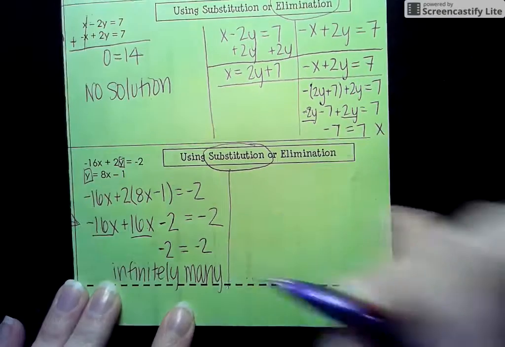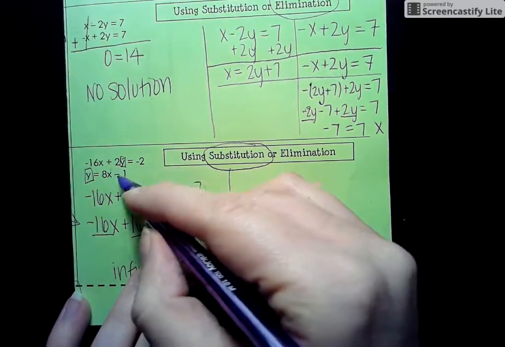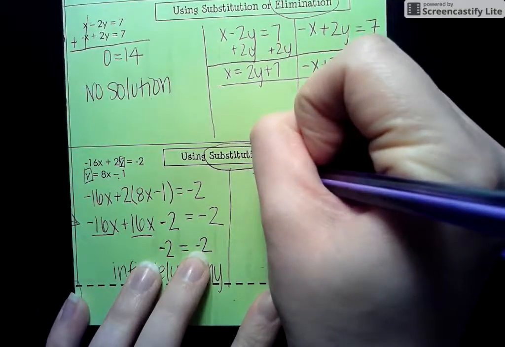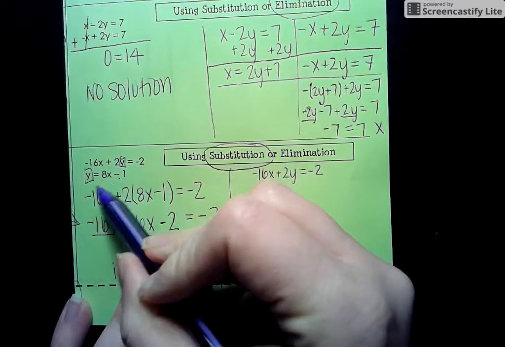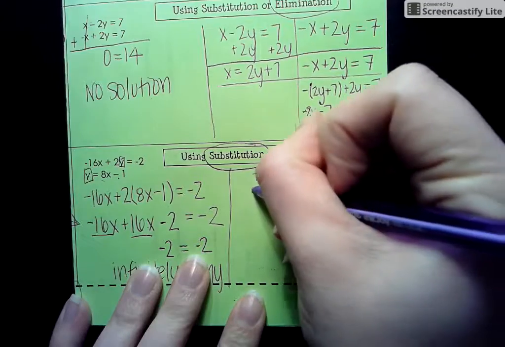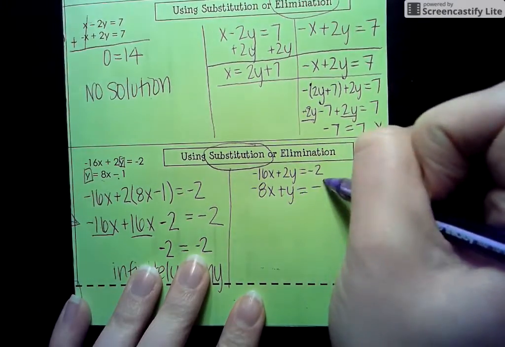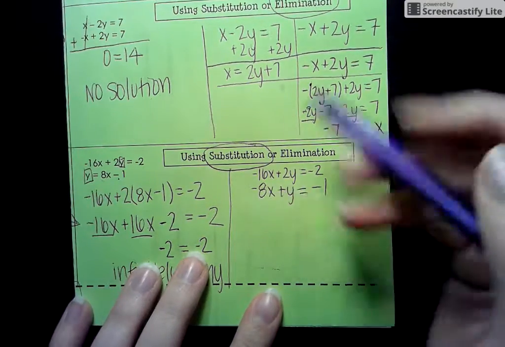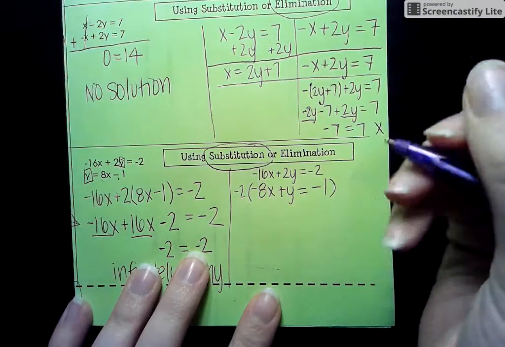Now, for those of you that are really into elimination and would rather solve it that way, what you could have done is make this into a standard form equation. So it would have been negative 16x plus 2y is equal to negative 2. I would subtract the 8x over so I can make it a standard form equation. So it would be negative 8x plus y equals negative 1. Now what I would have to do is try to get them to be the same number. So I would multiply the bottom by a negative 2.